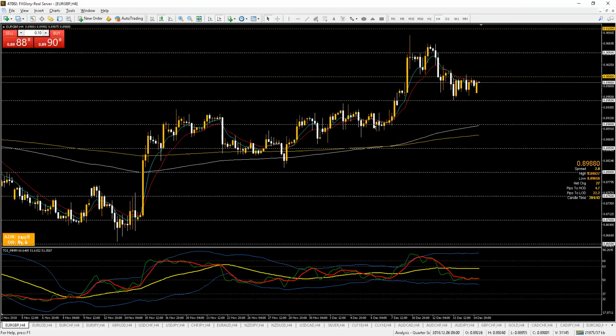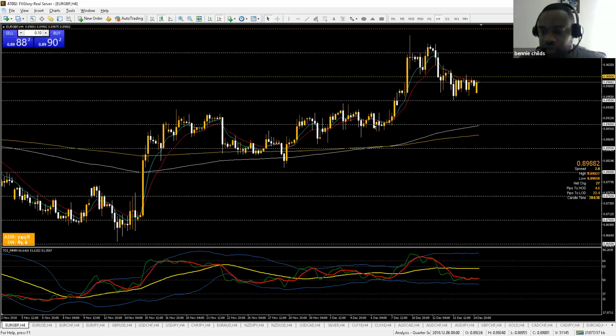But this just kind of helps for us to know what the market is doing. So right now we're looking down at the bottom here, the Euro GBP. This is the Euro dollar versus the Great British Pound, and this is the 4-hour.